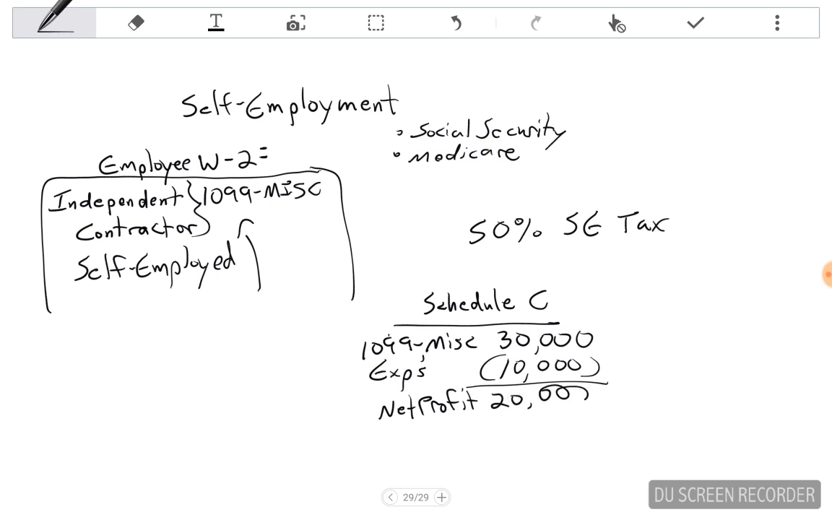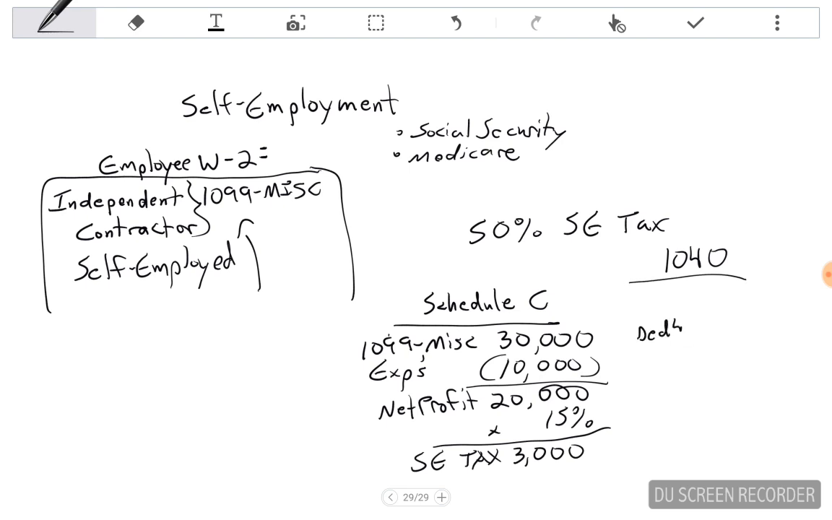So my net profit of 20 is basically going to get multiplied by around 15%. It's not exactly that amount, but it's around 15%. And that amount is going to be self-employment tax. So 15% of 20,000, I believe, is 3,000. Check my math for me. So that would be my self-employment tax. I'd have to send that to the government. But on my 1040, I would take a deduction for AGI of half of that. So they'd give me the employer's portion as a deduction.